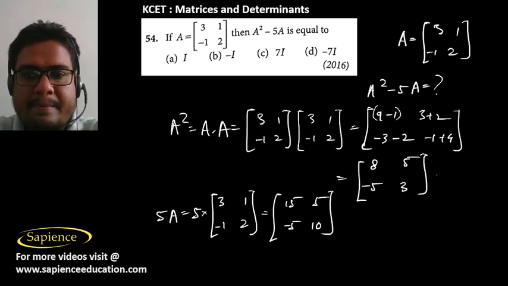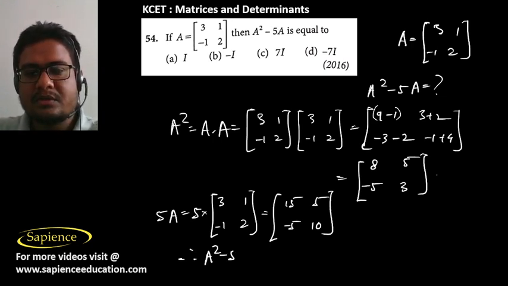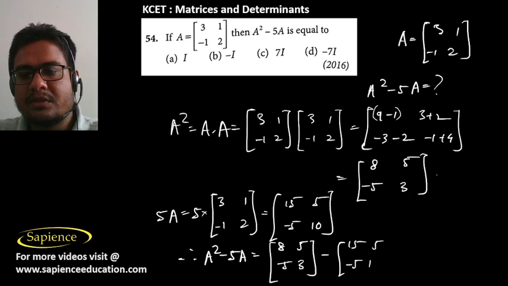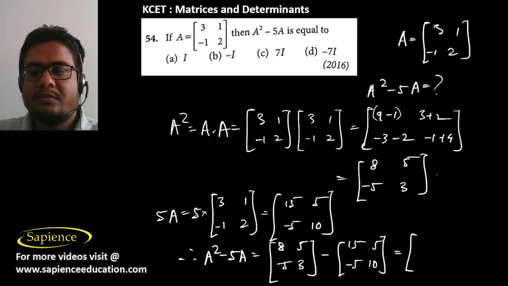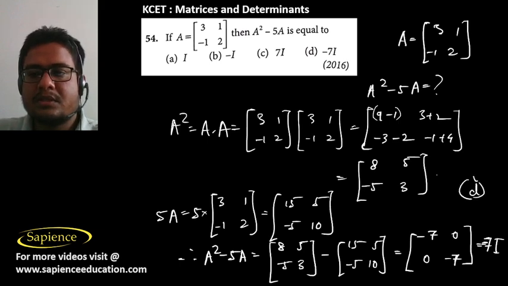So then we have to find the value of A square minus 5A. That will be equal to A square, which is 8, 5, minus 5, 3, and then minus 5A, which is 15, 5, minus 5, 10. So that will be equal to 8 minus 15, that is minus 7, 5 minus 5 is 0, minus 5 plus 5 is 0, 3 minus 10 is minus 7. So that is equal to minus 7 into I, minus 7I. Option D is the correct answer.